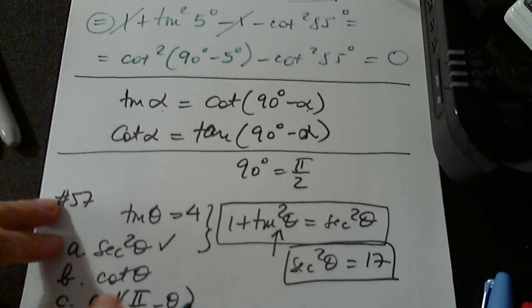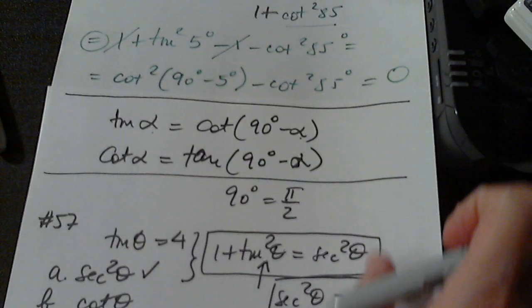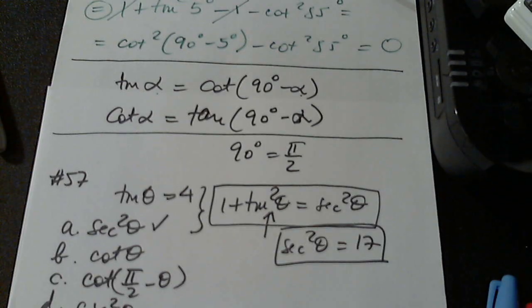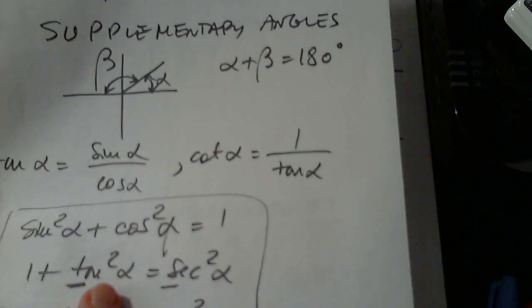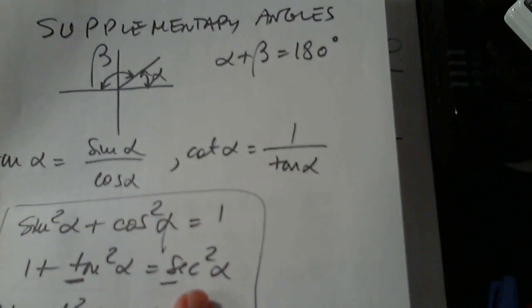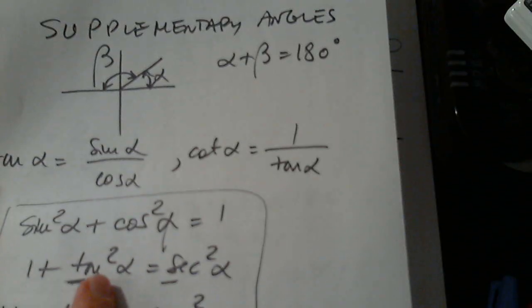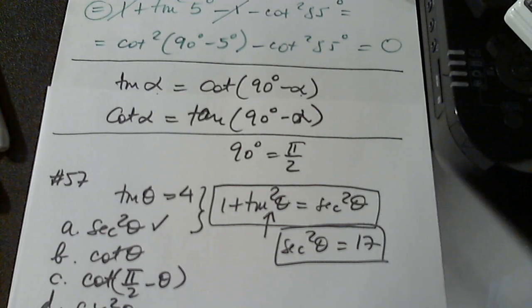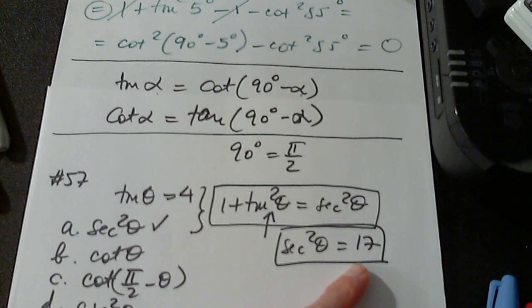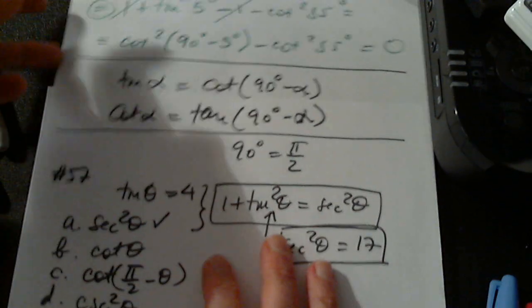Okay, I'm going to go to the next page for cotangent theta. Could you explain it again, please? 1 plus tangent squared equals secant squared. I am given that tangent is 4. 4 squared is 16. 16 plus 1 is 17. Got it. Thank you. Perfect.